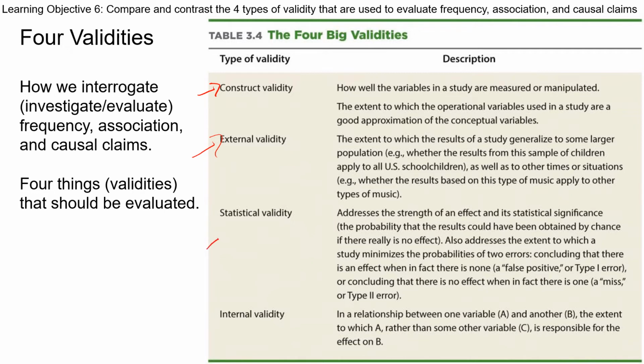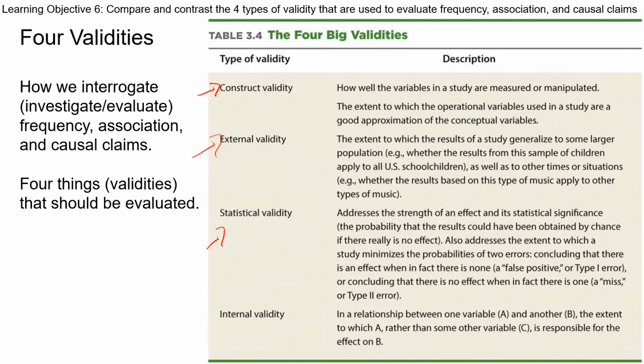The next is statistical validity. Statistical validity is the strength of the stats, how strong the stats are. We'll look at things like probability. We'll look at effect size. So that's something coming up in stats, looking at things like that.